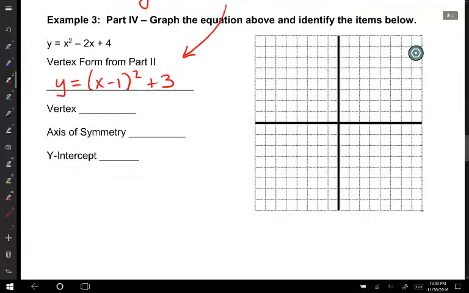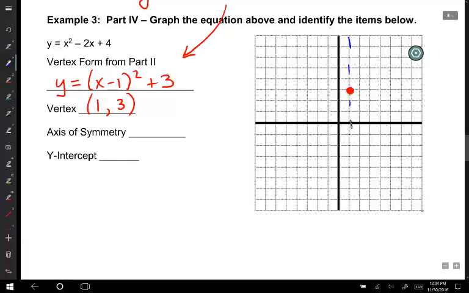So here we have our problem. Who can tell me my vertex? Danielle? 1, 3. Do you notice how she has positive 1, 3, guys? So everyone graph 1, 3. What is my axis of symmetry? Could you draw that in, please?